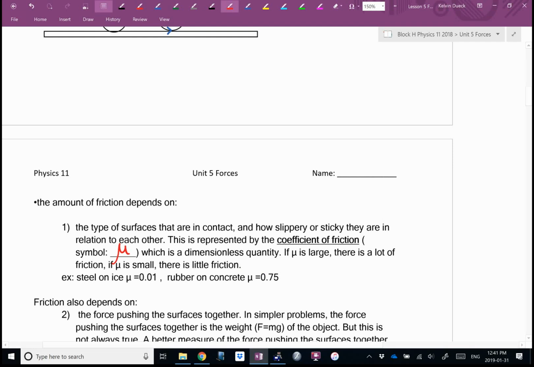So one of the things that friction depends on is mu, the coefficient of friction, how sticky stuff is relative to the other object. There's a second thing that it depends on as well.